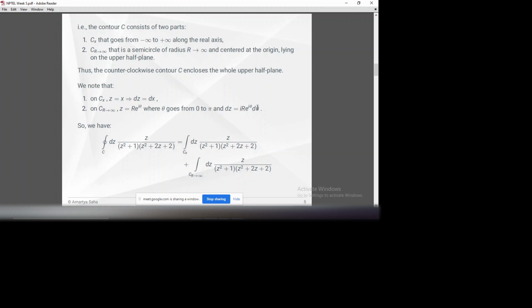Just like the problem we considered before. If we take mod z here, mod z will be r. Since theta goes from 0 to pi, we only trace half of the circumference of the infinite radius circle. That is why it's a semicircle. I hope these two parameterizations of the two parts of the contour are clear. Now we will substitute these two parameterizations.